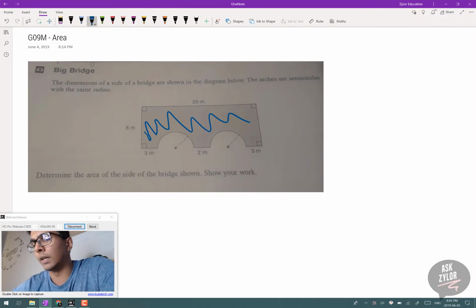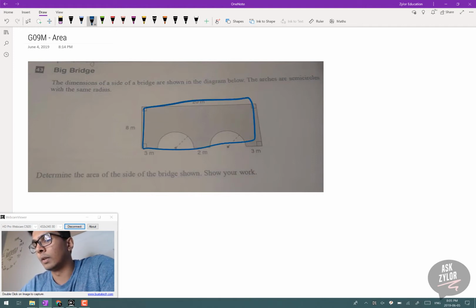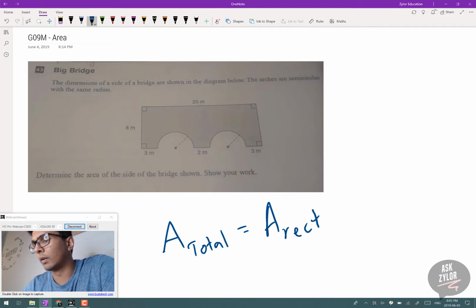So in order to find the area, it looks like a rectangle, right? So what we could do is find the total area of this rectangle and subtract the area of these semicircles, right? So the total area equals the area of the rectangle minus the area of the two semicircles.